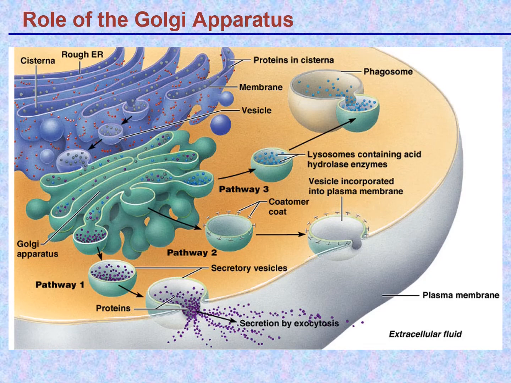Further outward towards the plasma membrane, away from the rough endoplasmic reticulum, is the Golgi apparatus, or the Golgi network. Here you see in blue the endoplasmic reticulum. It's rough endoplasmic reticulum because it has ribosomes associated with it.